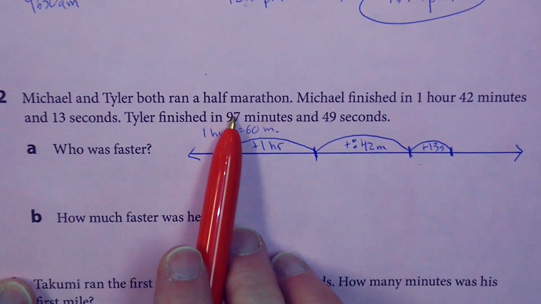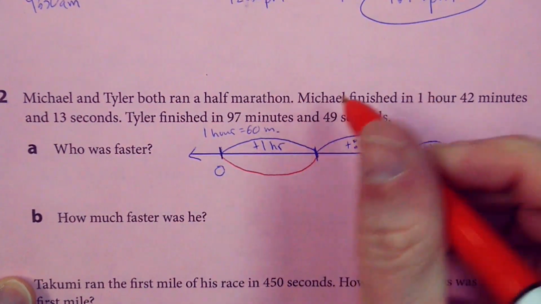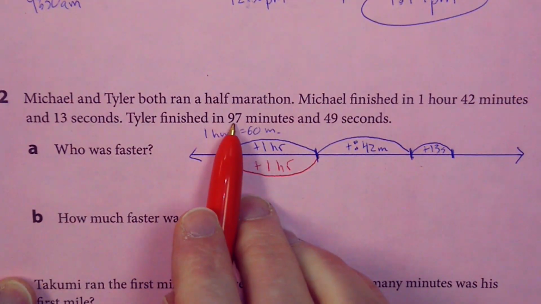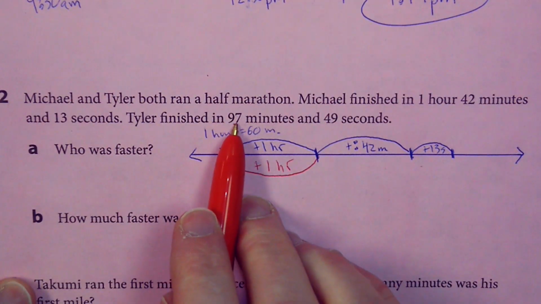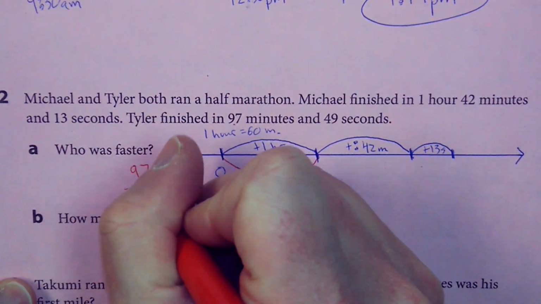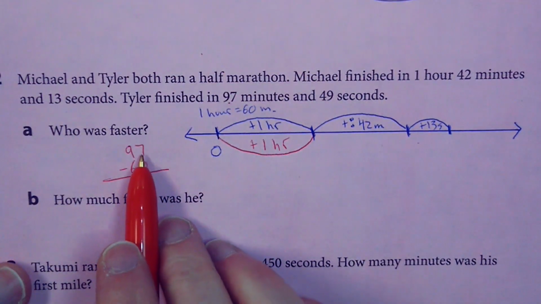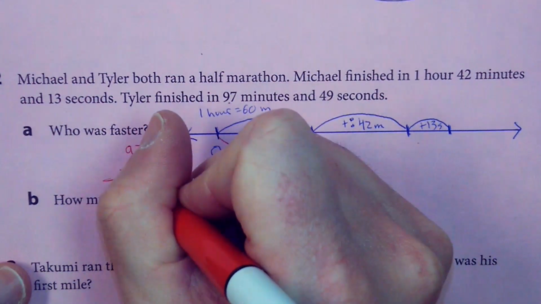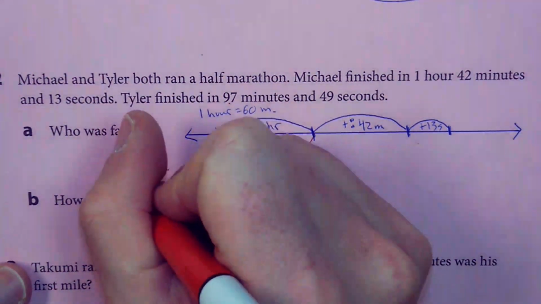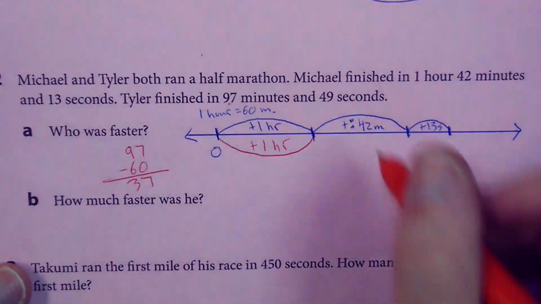Tyler went 97 minutes, so we know Tyler, I'm going to do this on the bottom side, he can go 1 hour, because that's 60 minutes. Here again, we're going to have to do the subtraction where we do 97 minus 60. Some of that could be done in your head, but if not, here it is. 7 minus 0 is 7. 9 minus 6 is 3. So now I have 37 minutes that I'm going to jump over.